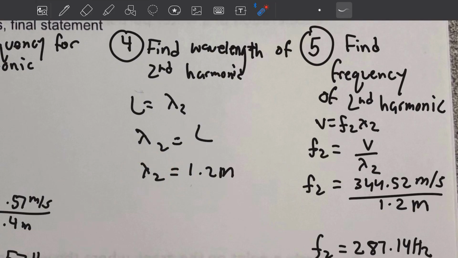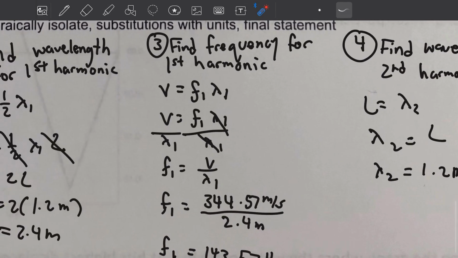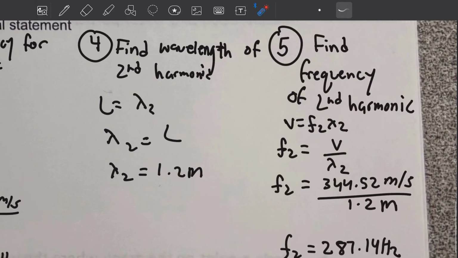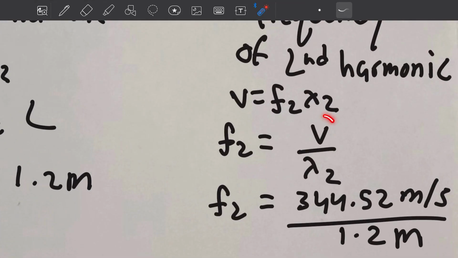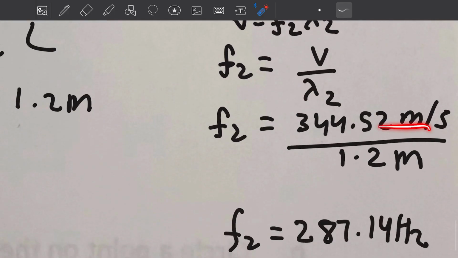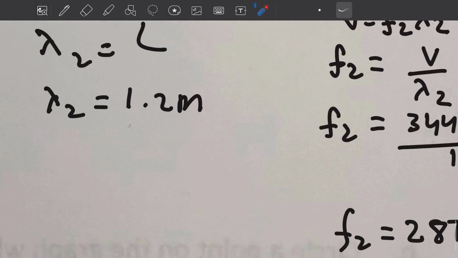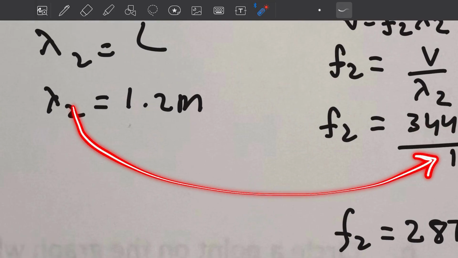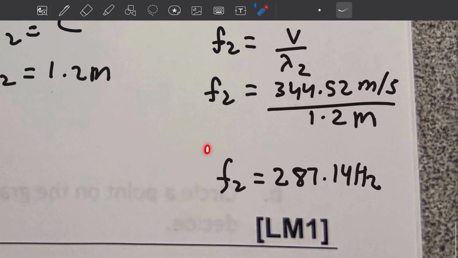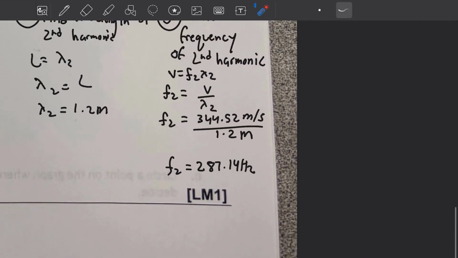Then we use that within the universal wave equation, and specifically another form of this equation, which we have determined through step 3, where we will be dividing the speed by the wavelength to find the frequency. So we already know speed, and then we just divide it by the wavelength, which we got from step 4, and then now we have the frequency for the second harmonic.